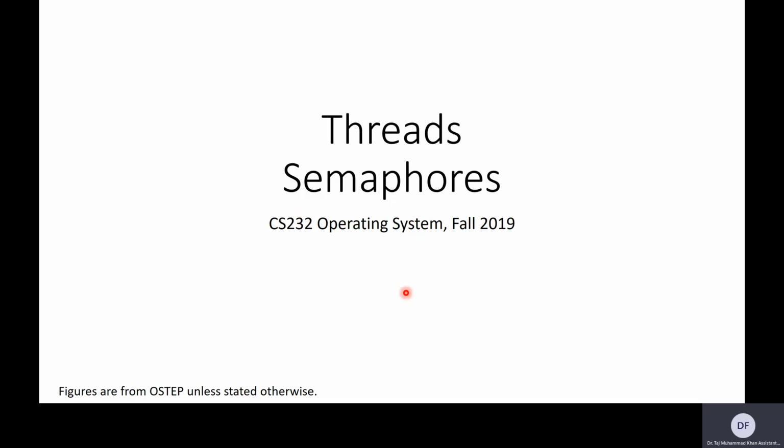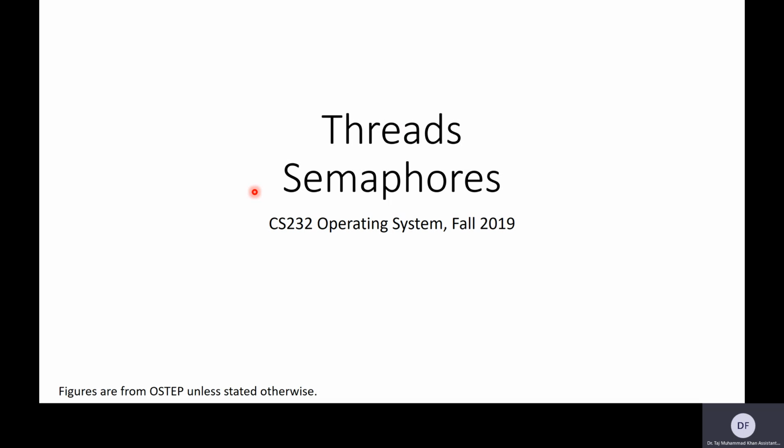Hello everyone. Here we are with another chapter of your book. It's chapter 31, I think, and it's a continuation of the chapters on threads. And this time we are going to study another structure which is called semaphore.